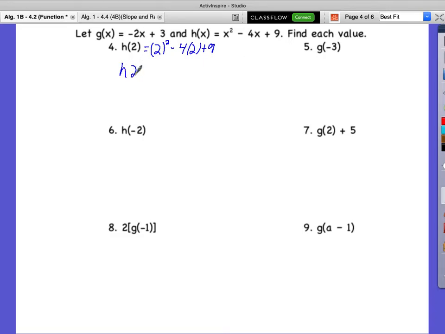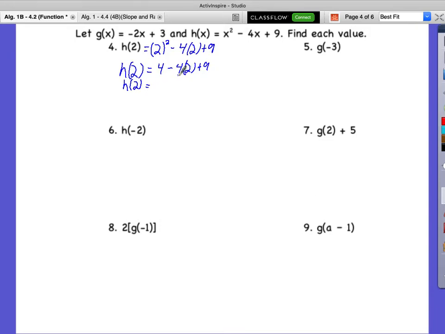Here, buddy. h of 2, as we go through and simplify, what comes first in our order of operations? Parentheses and exponents. We don't have anything in parentheses, we have exponents though. What exponent do we have? 2 squared. What is 2 squared? What's 2 to the second power? 4. 2 to the second power means 2 times itself. So it'd be 4 minus 4 times 2 plus 9. We go through order of operations just like we have been doing, those funnel problems.